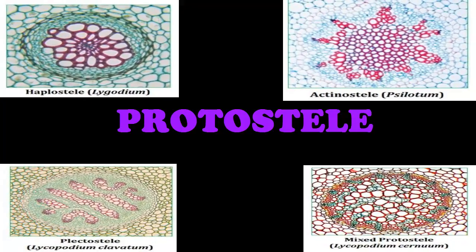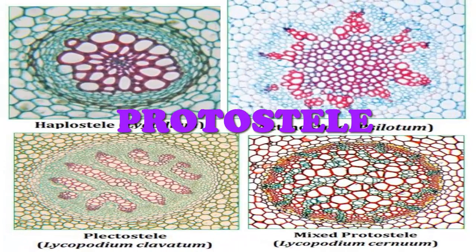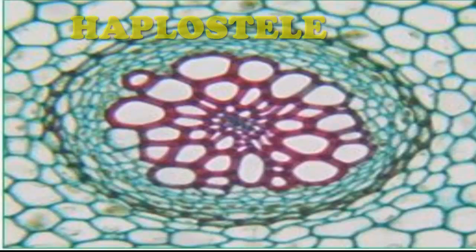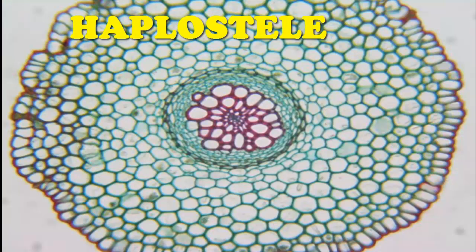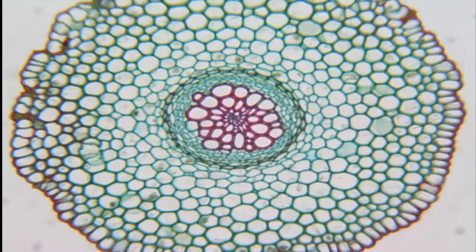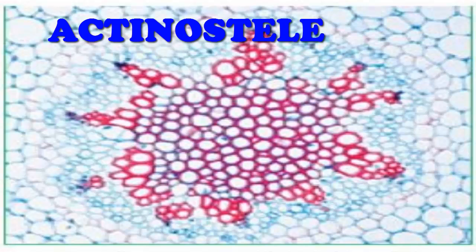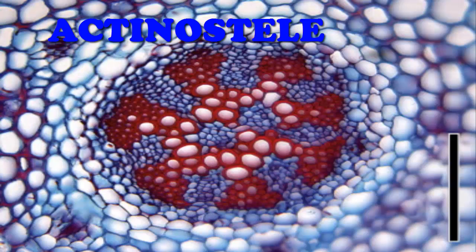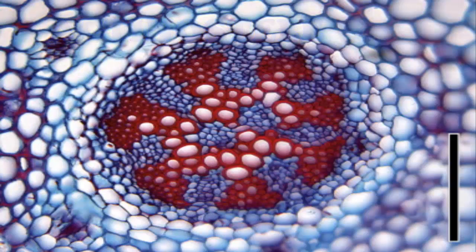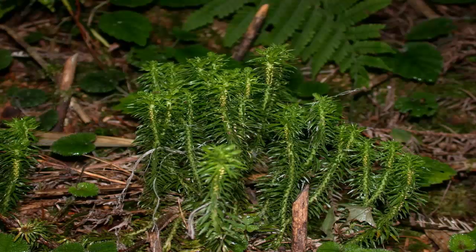Protostele includes four types. Haplostele, in which the vascular tissues are smooth without lobes or mixing of the tissues, example Selaginella or spike moss. Actinostele, in which a star-shaped xylem core is surrounded by phloem, example Lycopodium serratum or club moss.